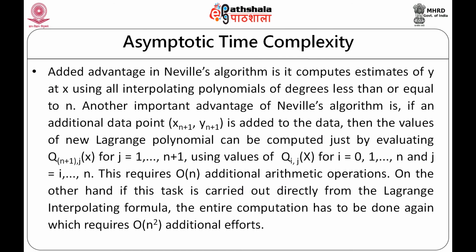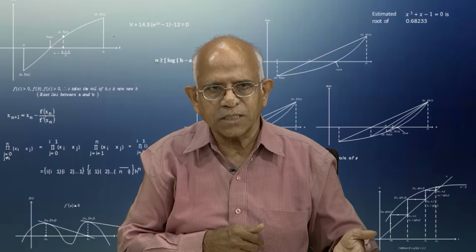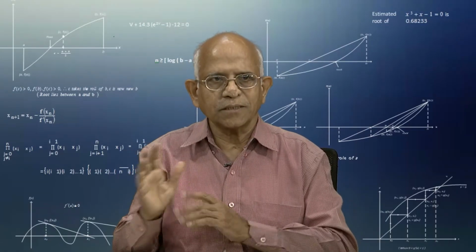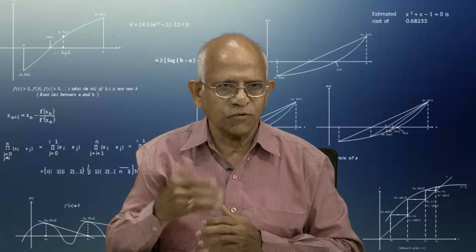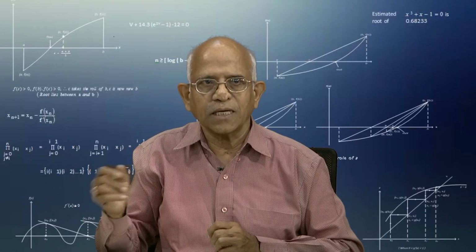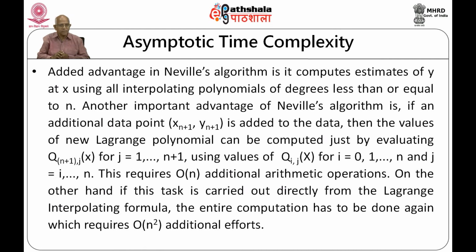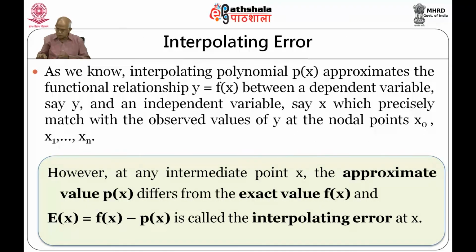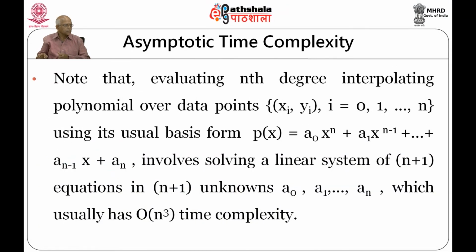So, Neville's algorithm is beneficial in the sense that it computes all the subsequent lower degree Lagrangian polynomials from the given data set, including the nth degree polynomial, which is our final objective, which is not possible in Lagrange. In Lagrange each time we will have to do the fresh calculation, and there is another advantage that if you are adding a data point, the additional Lagrangian polynomial can be easily calculated through this. Now, asymptotic time complexity we already talked about.